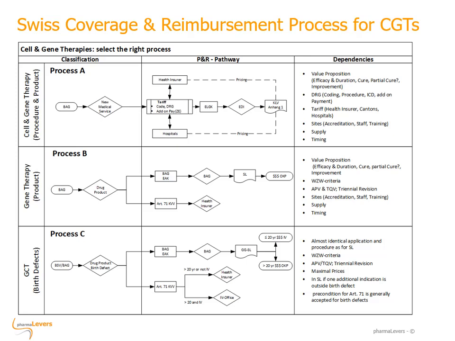The tariff process A deals with a CGT product that additionally requires a medical procedure and depends on it, e.g., CAR-T therapies. In this case, the coverage obligation is laid down in KLV Annex 1. The price is negotiated between the hospital, health insurance company and manufacturer, whereby an analogous DRG tariff together with a possible add-on payment can serve as a basis.